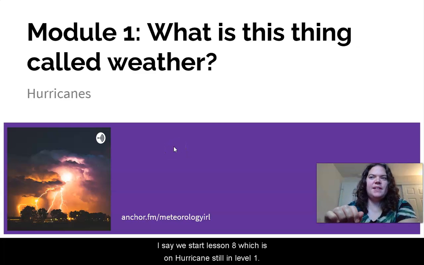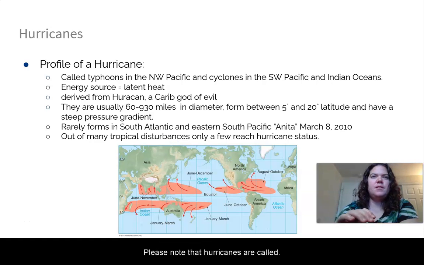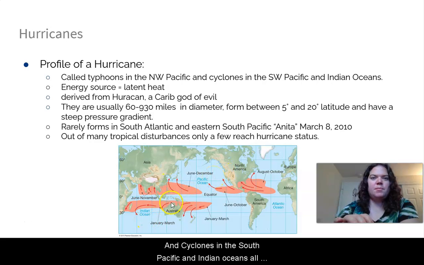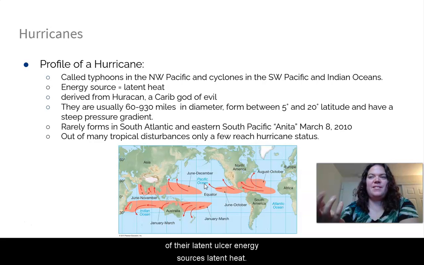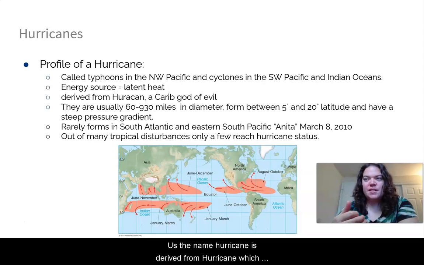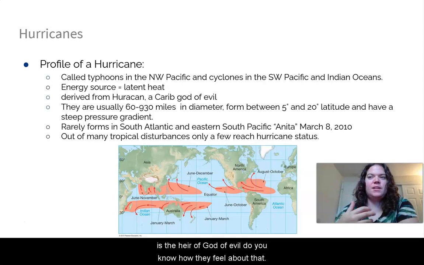Okay, today we start lesson 8, which is on hurricanes, still in module 1. Please note that hurricanes are called typhoons in the Northwest Pacific and cyclones in the Southwest Pacific and Indian Oceans. All of their energy source is latent heat. For us, the name hurricane is derived from Huracan, which is the Carib god of evil, so you know how they feel about that.